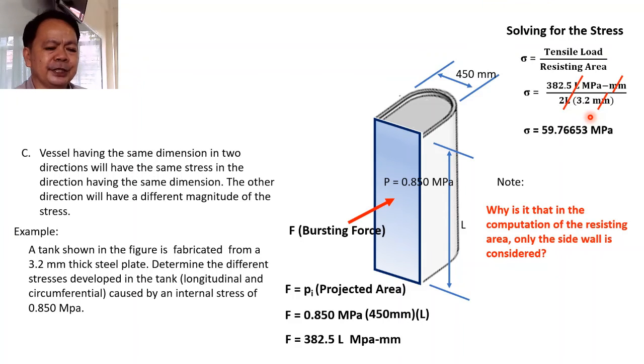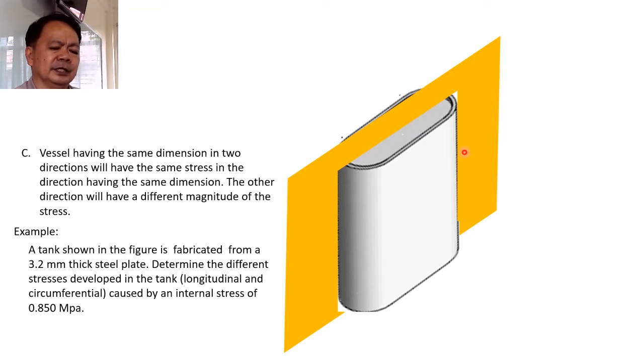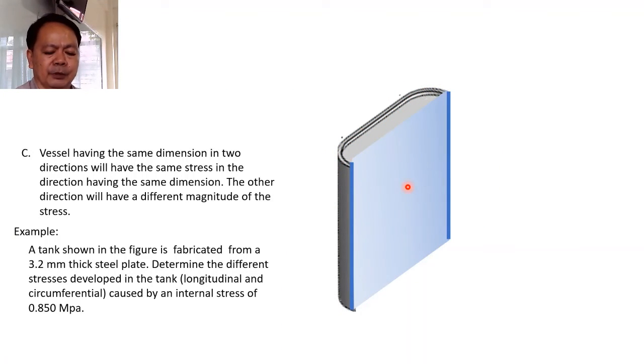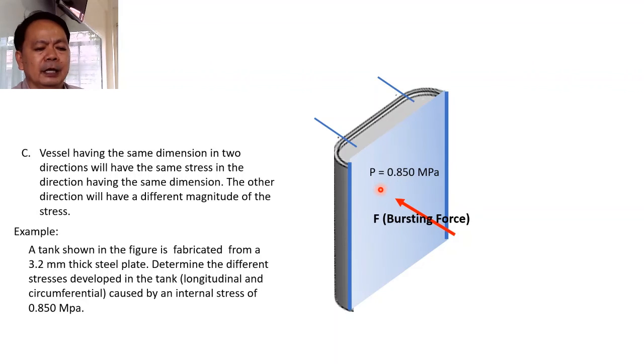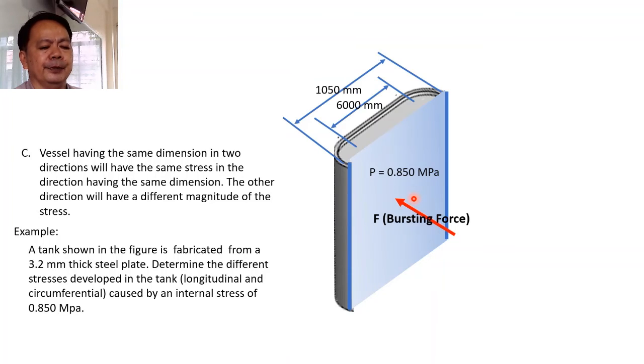Okay, now let us imagine that the same section is cut by another plane, and this time we cut it in this direction. Ngayon, pag iniiwanan natin siya, ito yung ating makikita, and because of the pressure inside, this will be subjected to a bursting force F, and the magnitude of the bursting force F is equal to the value of P multiplied by the projected area. And what is the projected area? The projected area will be equal to this shaded portion that we saw, whose dimension is 1050 multiplied by L.